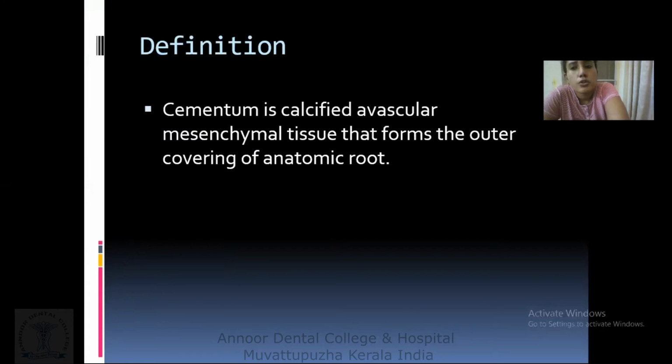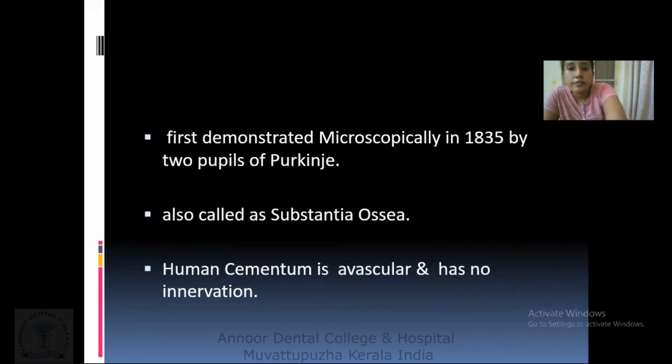Now, coming on to the definition of cementum. So, what is cementum? Cementum is a calcified avascular mesenchymal tissue that forms the outer covering of the anatomic root. This was first demonstrated microscopically in 1835 by two pupils of Purkinje, and it is also known as substantia ossea. Human cementum is avascular and it has no innervation. It does not have any vascular supply.